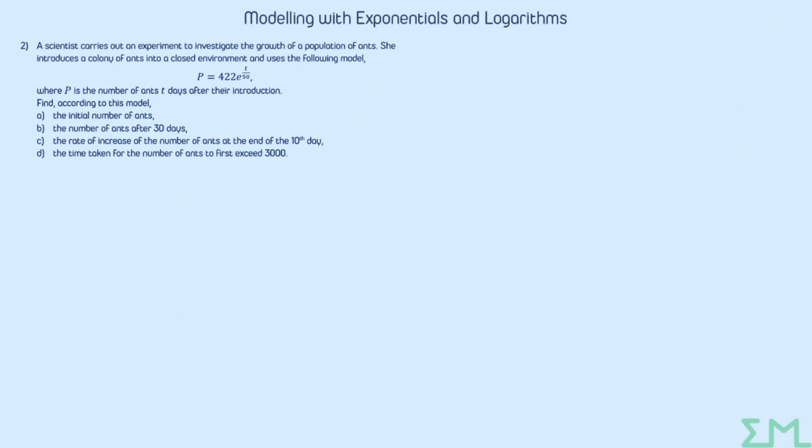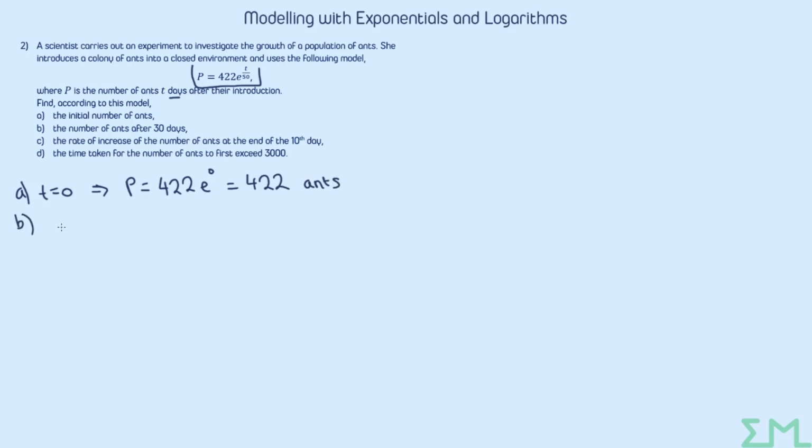Okay, question 2. All right, this is about the growth of population of ants. We're introducing a colony of ants to a closed environment, and we again have a model given to us in the question here. P is the number of ants and t is measured in days. Find, according to this model, the initial number of ants. Okay, so there's that word initial again, initial meaning t is 0. So we just pop that into our model, 422 e to the 0. E to the 0 is 1, so we know we're starting with 422 ants.